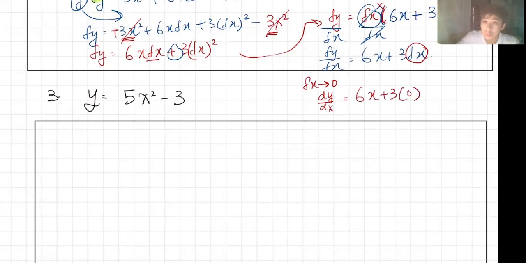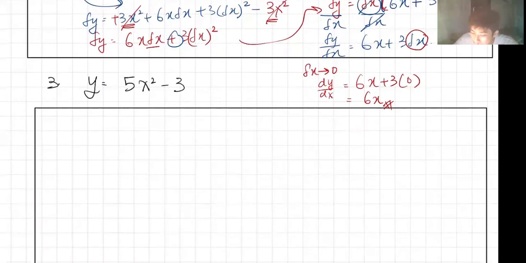That's it. That's the main point of what we're doing now. We want to substitute delta x with 0. So what we have is just 6x plus 0, which is 6x. That's the answer for dy dx. This is actually the gradient of tangent. Basically, what we mean when we get dy dx, right? I'll explain again in the next few videos.